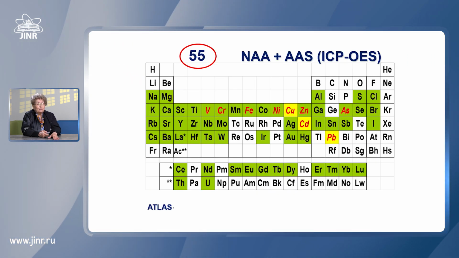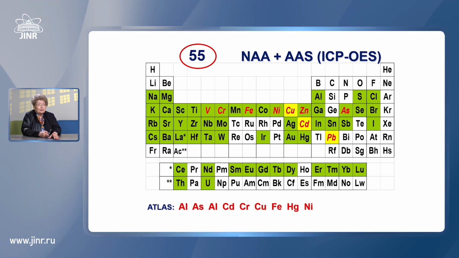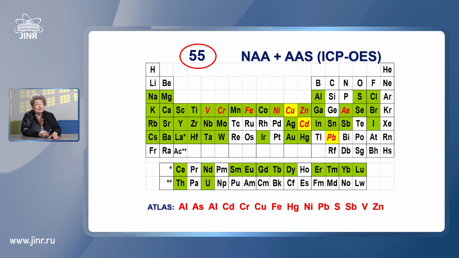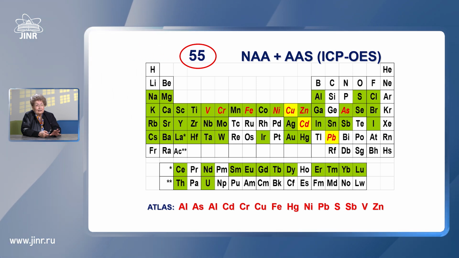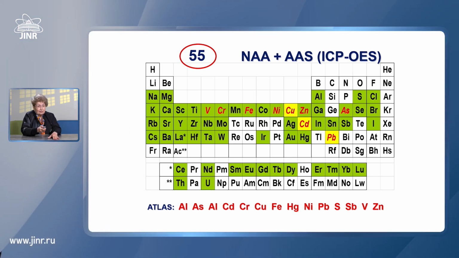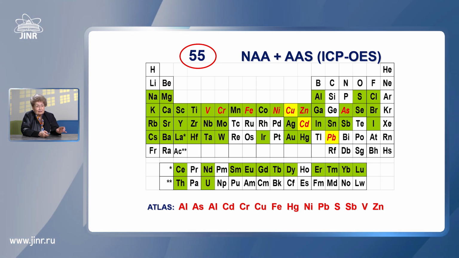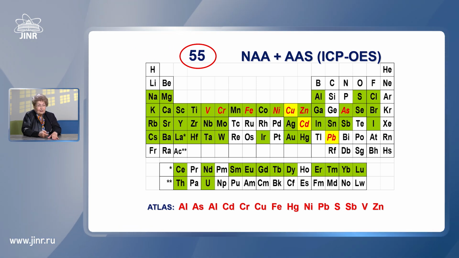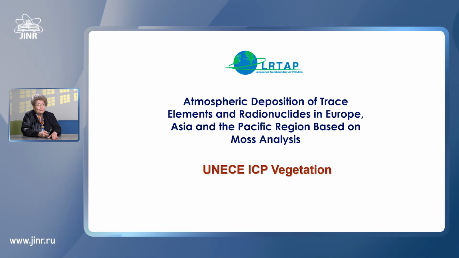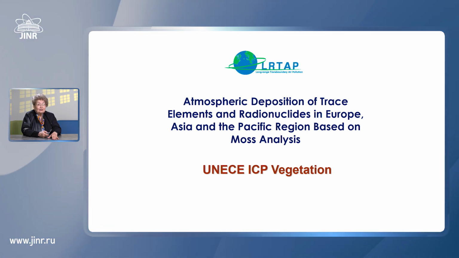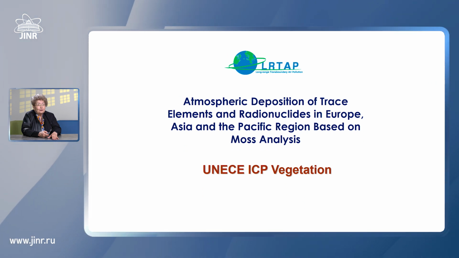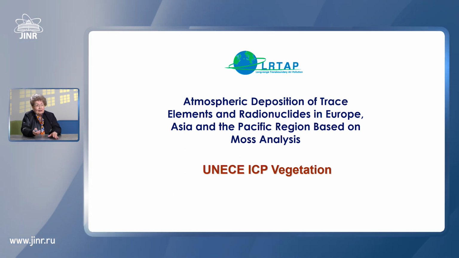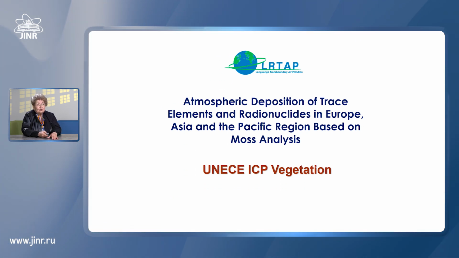All in all, using these three methods, activation analysis, atomic absorption spectrometry, and ICP-OES, we can determine those elements which are marked in green, plus those in yellow by atomic absorption or ICP instruments. Those elements which are marked in red, aluminum, arsenic, and the others, we report to the European Atlas, in which we participate in the United Nations Economic Commission program for trace element and radionuclide determination in Europe, nowadays in Asia, and we expect to extend that program to the Pacific region based on moss analysis.